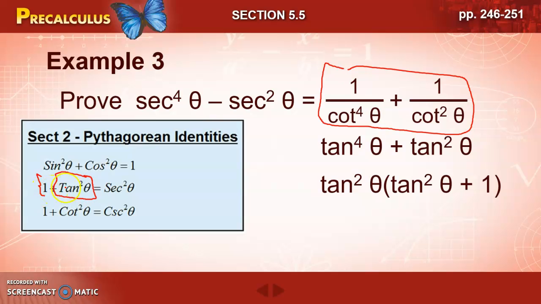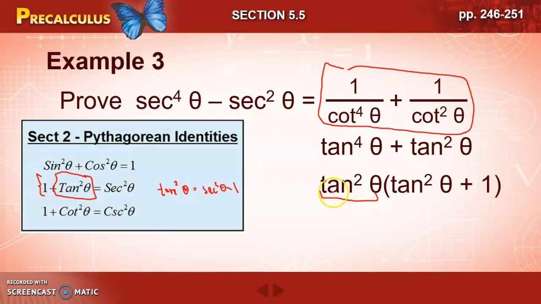This identity is 1 plus tangent squared equals secant squared theta. If I solve that for tangent squared, I can also say that tangent squared theta is equal to secant squared theta minus 1. So if I factor out this tangent squared, it looks like I can replace that with something else here. Remember, I'm trying to get from tangent to secant. And the identity that has both tangent and secant in it is the Pythagorean identity. So that's where I really want to head.